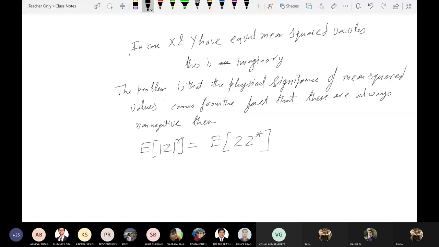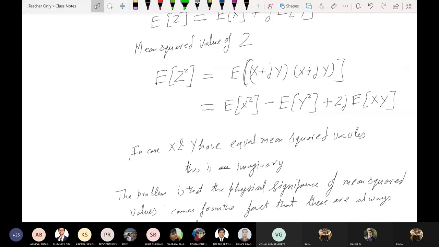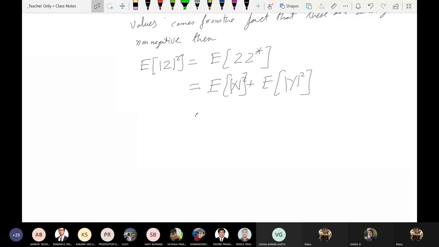Okay. And this, you'll see, becomes x squared plus y squared, because the complex terms cancel out. Now this makes sense, because the mean squared value increases. Otherwise, you could increase the mean squared value of y and the mean squared value of z would decrease, even assuming x and y are orthogonal. You increase the randomness in one component and the mean squared value decreases, which is not right. But this definition takes care of that. So we alter the definition slightly and define the mean squared value like this.